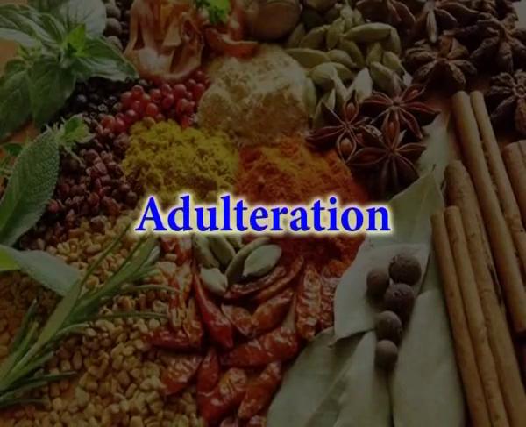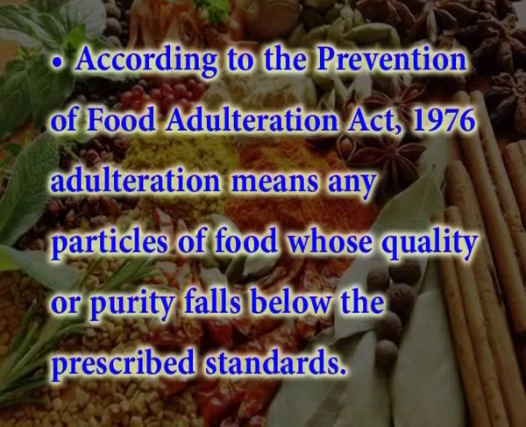Next is adulteration. Spices are costly ingredients and the most valued products. Because of their greater demand and high price, there is a heightened risk for gross adulteration. According to the Prevention of Food Adulteration Act 1976, adulteration means any article of food whose quality or purity falls below the prescribed standards.